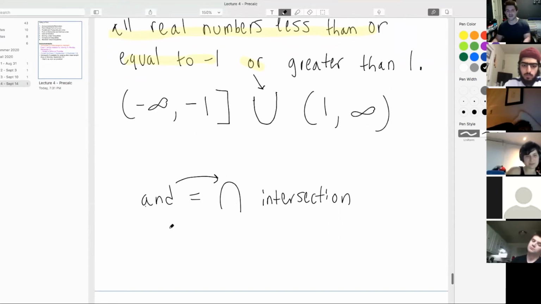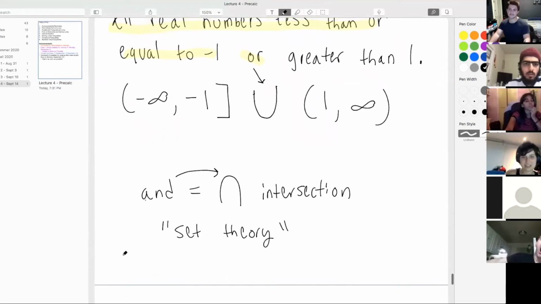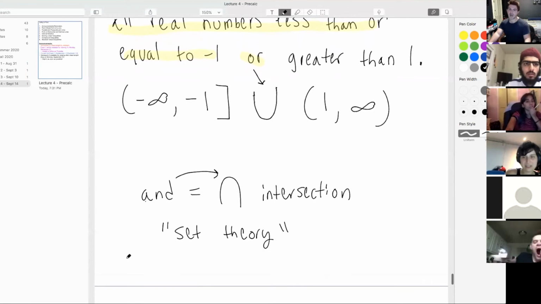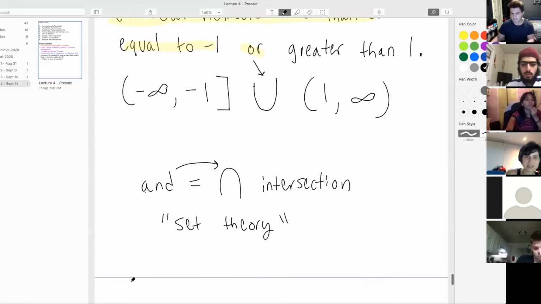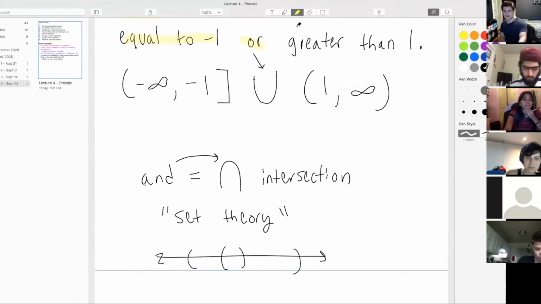Okay, so this is a topic in math called set theory. But we will not go into that. So this is set theory stuff. What would an and problem look like? We're not going to be doing and, but pretty much, if you have two overlapping intervals, let's say you have this interval here and then this one here, the and would be the intersection. It would be just what's between both. All right.